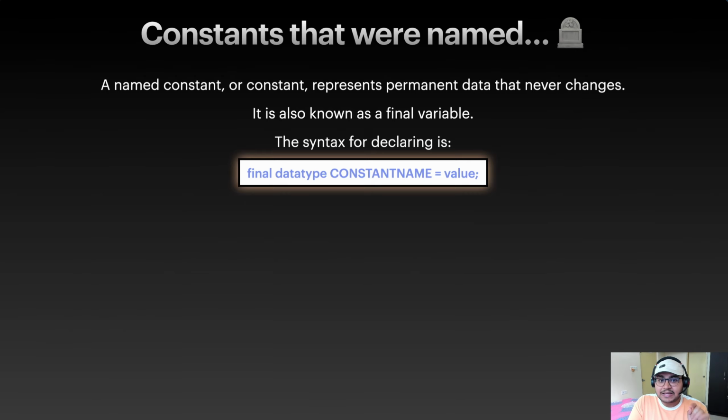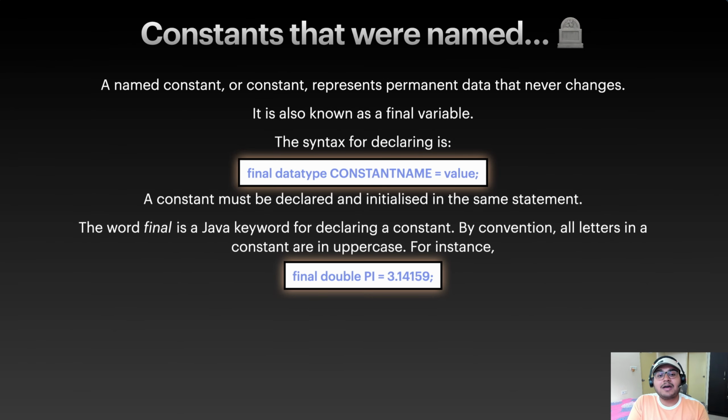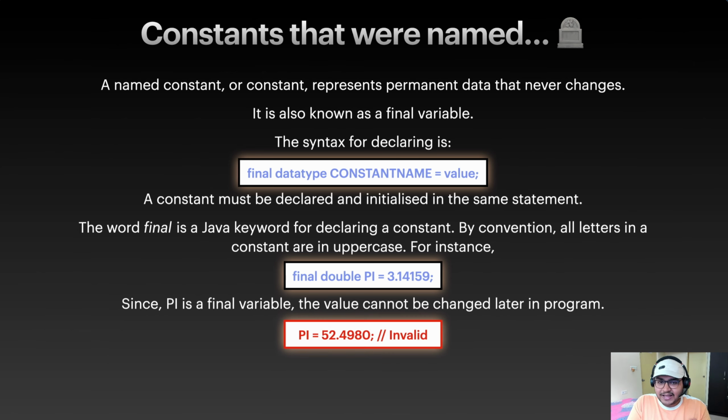The syntax for declaring a named constant is similar to that of declaring variables, with the key difference being the use of the final keyword as a prefix to that statement. By convention, all letters in a named constant are written in uppercase. For example, final double PI, where P and I are in uppercase, is equal to 3.14159. It declares PI as a final variable and PI is the named constant. If you attempt to change its value, Java will generate a compile time error.